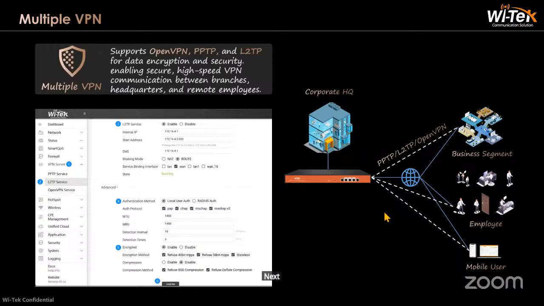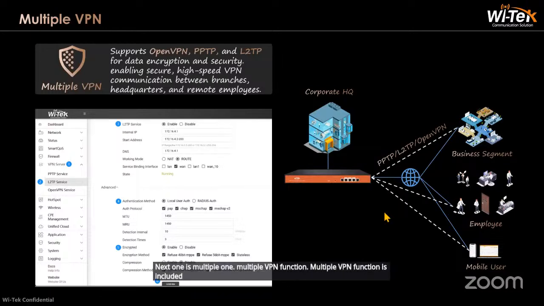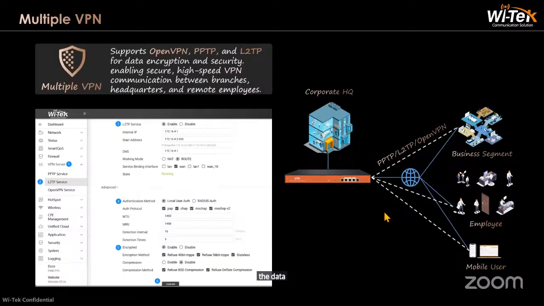Next one is the multiple VPN function. The multiple VPN function is included in the gateway. The gateway supports PPTP, L2TP, and OpenVPN functions for data encryption and security. So it enables secure and high-speed VPN communication between the different branches, headquarters, and remote employees. You can also configure it in the web interface or the application.